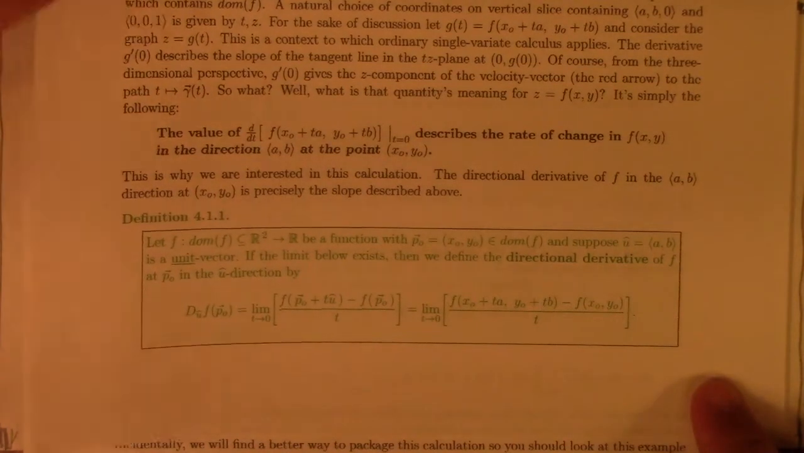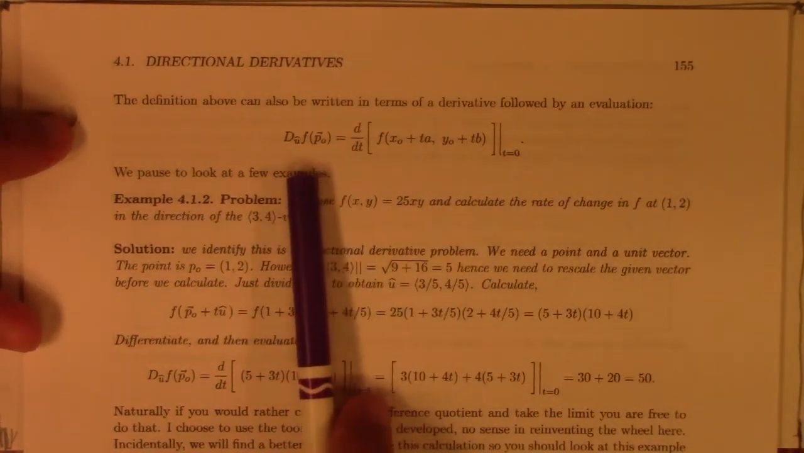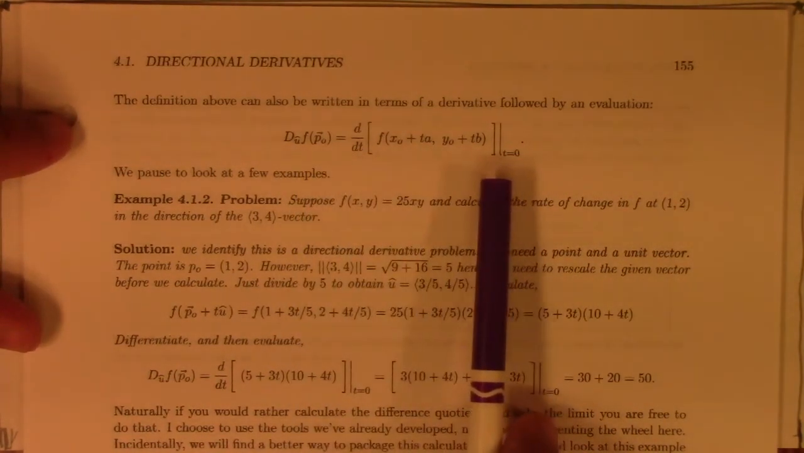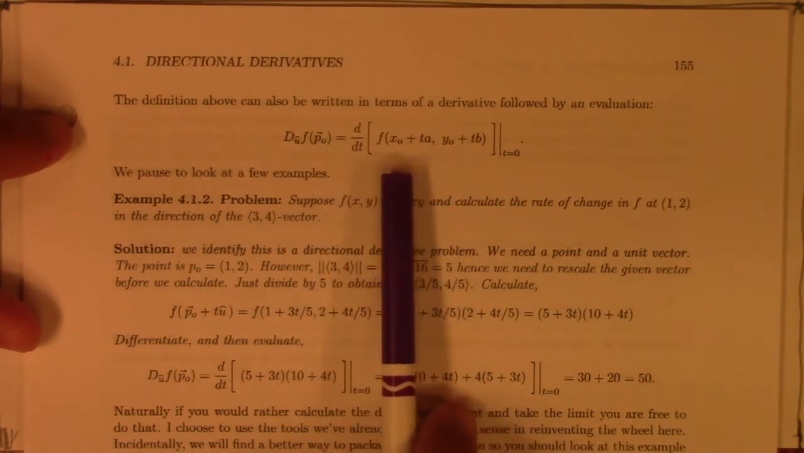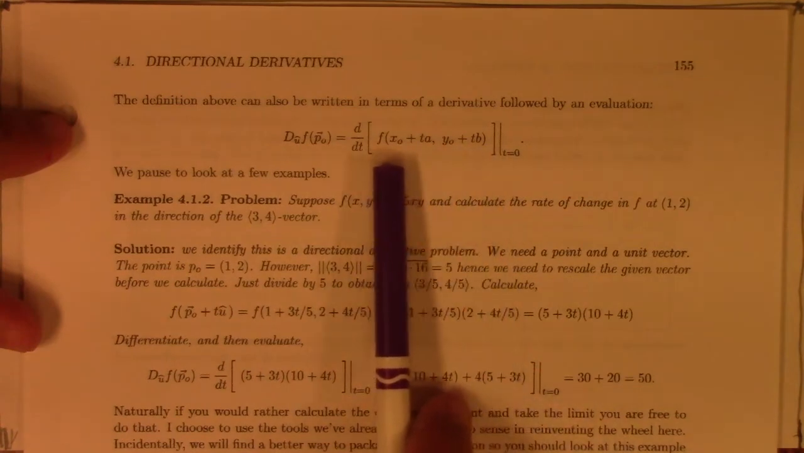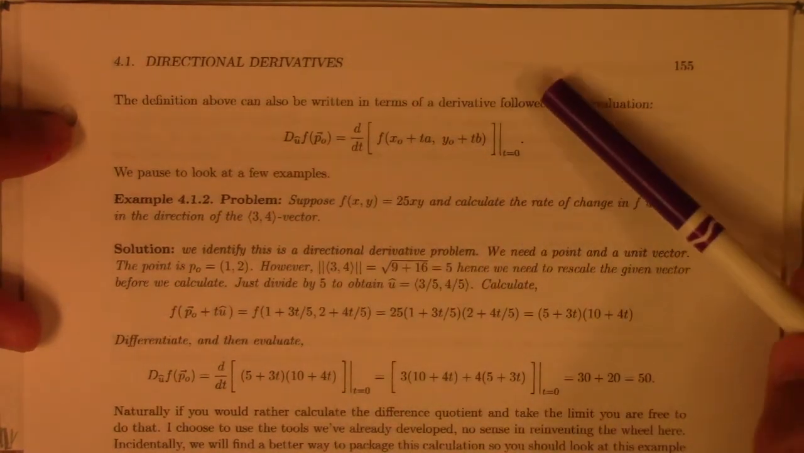Okay, so let's look at an actual calculation of one. I should say, by the way, that if you look at that definition, we had a difference quotient, and really we're taking the derivative with respect to time of the function evaluated along that line in the AB direction at x naught, y naught. And after we're done with it, we're evaluating at t equal to 0.